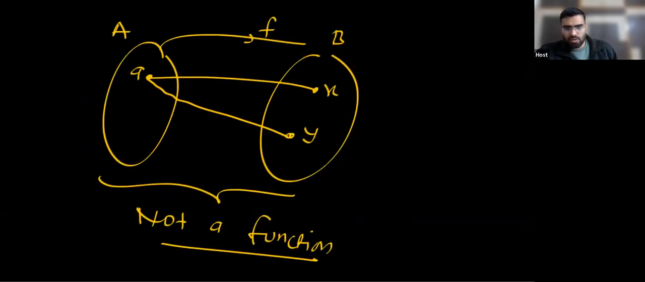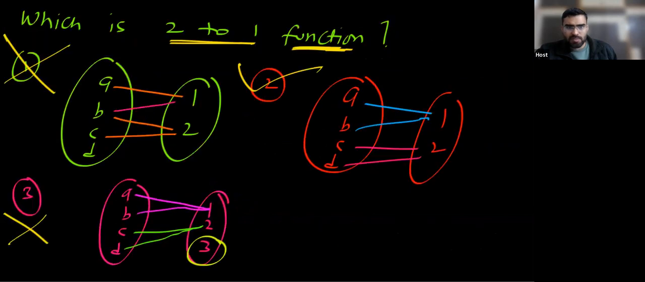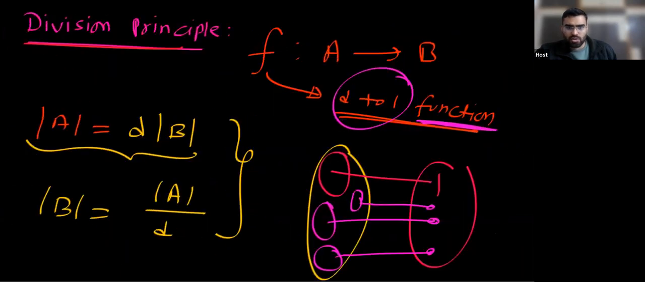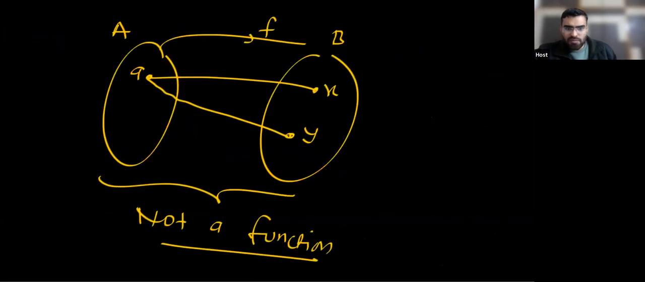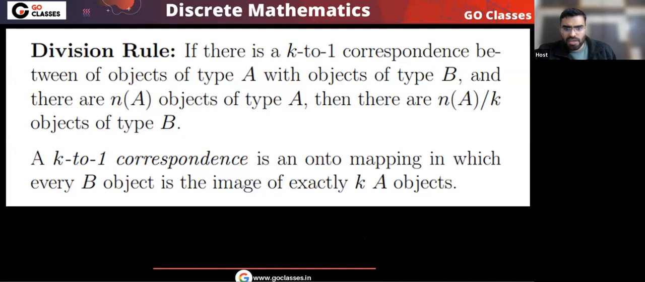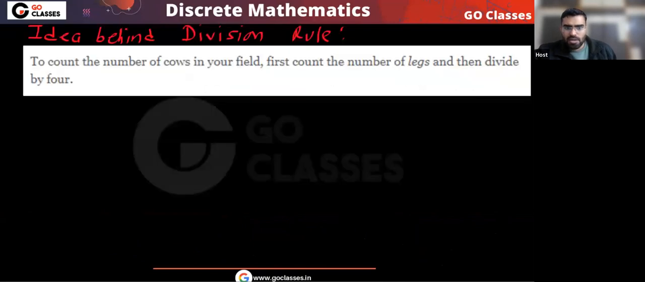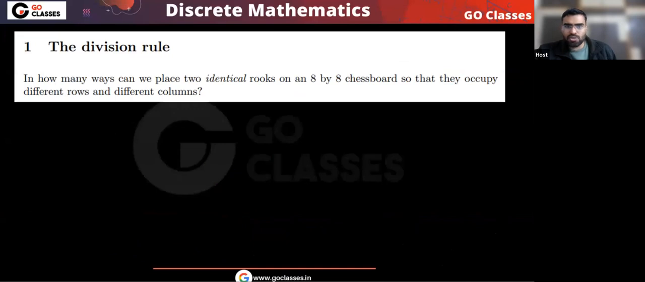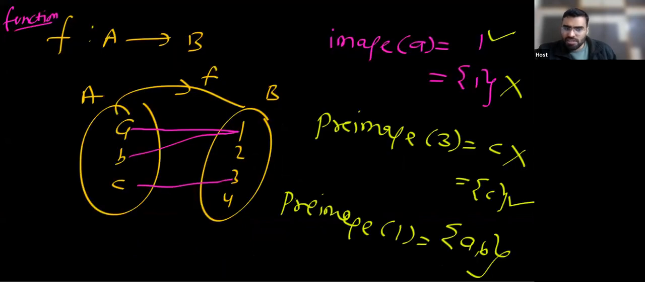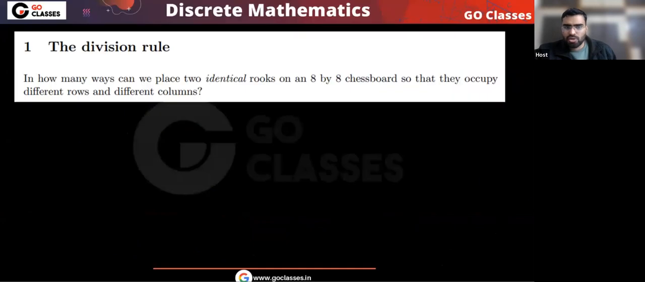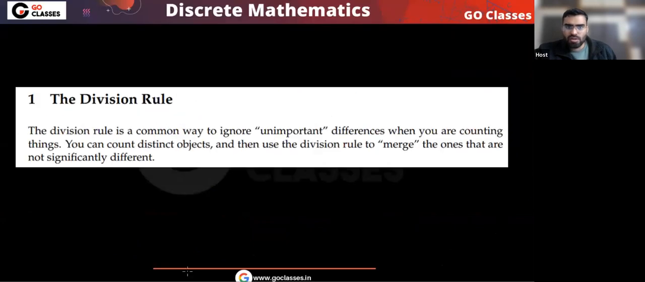Okay, anyway, so basically we were talking about this division principle, and this is very useful. So this division principle basically means that if you have a D-to-1 function, then how can we apply this? This is the point, when to apply this. Actually, division principle is also useful when you wish that some information was changed.